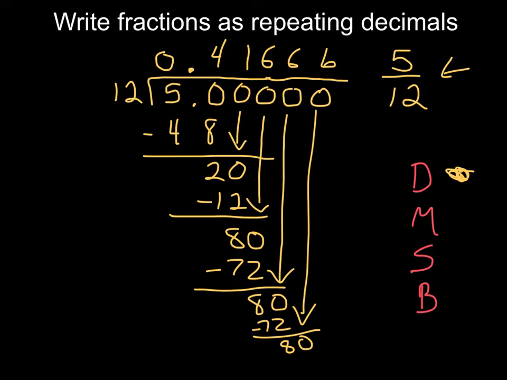When that happens, we have what's called a repeating decimal. And so to show that, I would write it this way, 0.416, and I put what's called a bar notation above it. And that right there just means that the 6 repeats. So it's going to be 0.416 repeating, or 0.41666, and it'd go on forever.